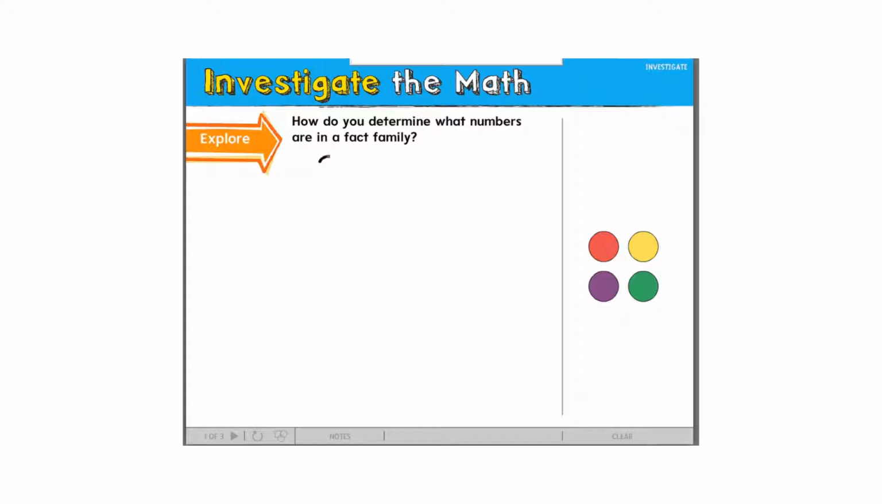Here's another example. 21, 7, and 3. So in your notes, I want you to write all of the problems that you could make using those three numbers.